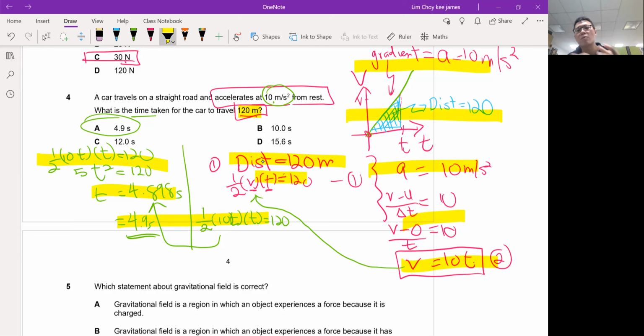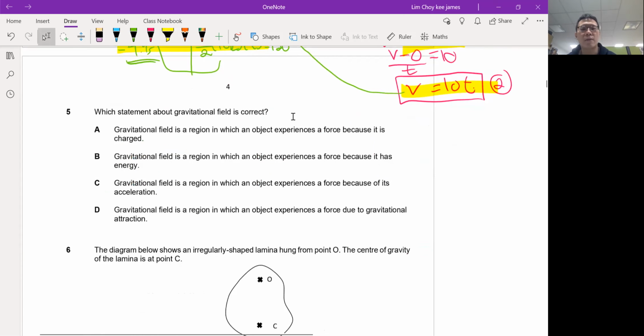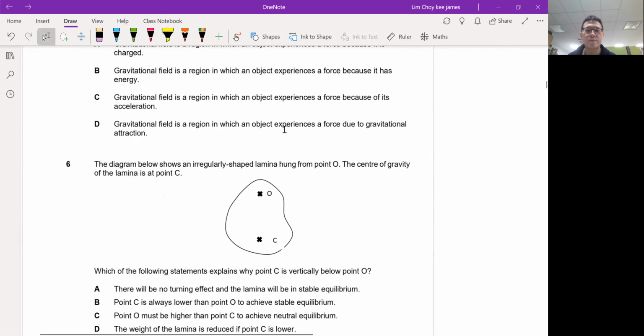So if it's a 1 mark question, the working will not be 1 mark. It doesn't work that way. Okay, Question 5, nothing much. Just refer to your textbook, get the correct definition. After that will be all.